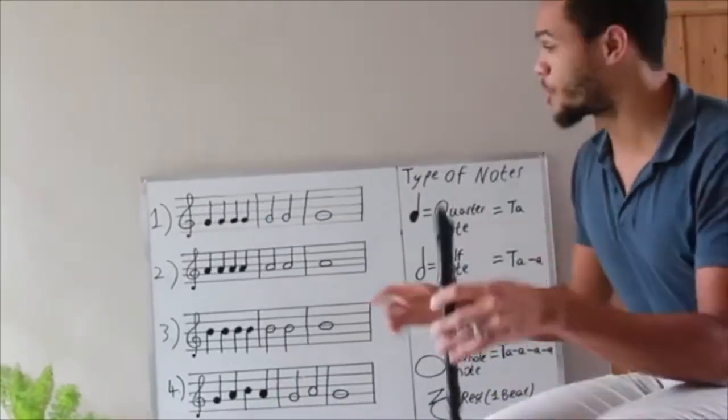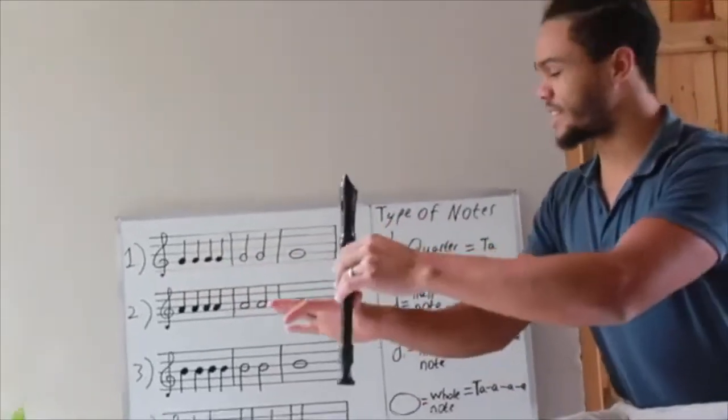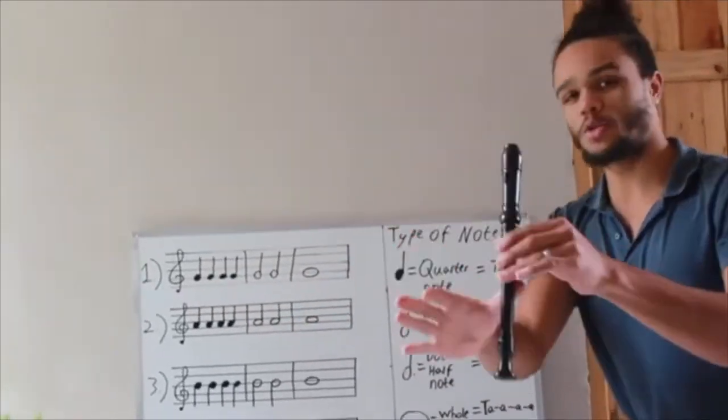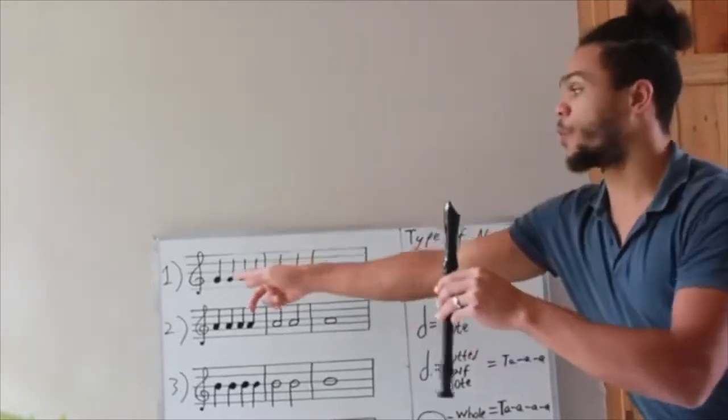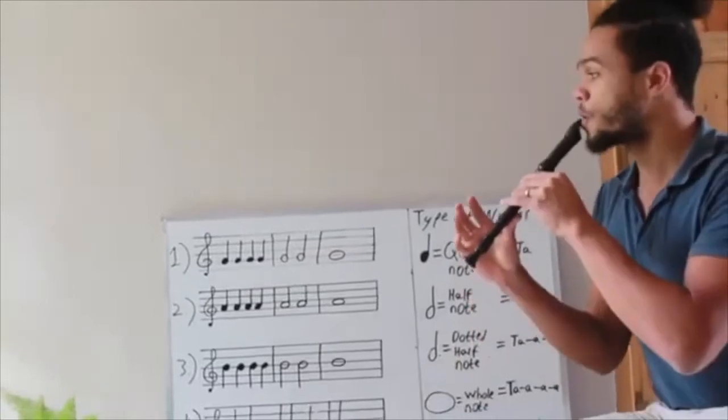So let's bust out our recorders and let's play line number 1 together, okay? Just quickly, let's get into it. Hold your recorder, hold your G. Let's play number 1. In 1, 2, 3, go.